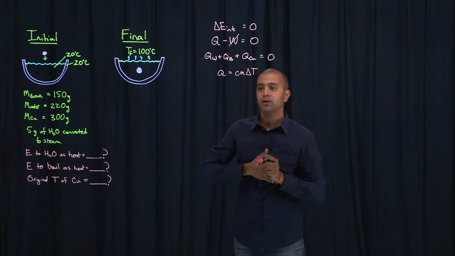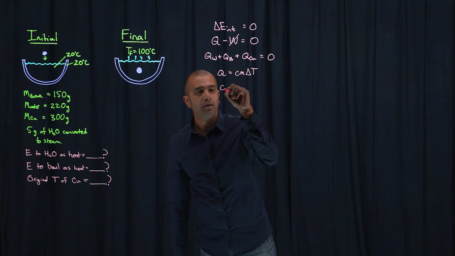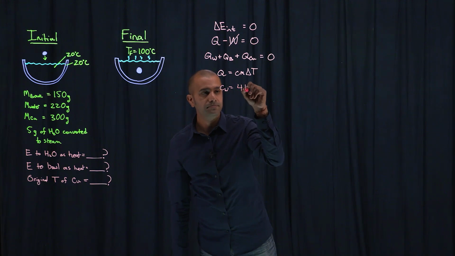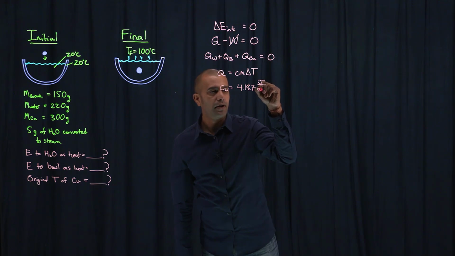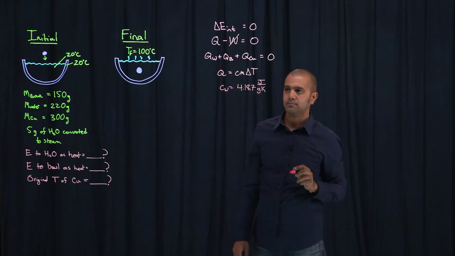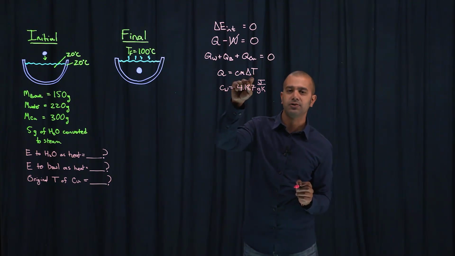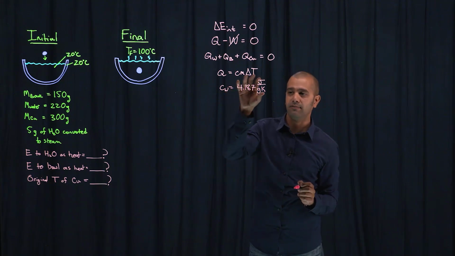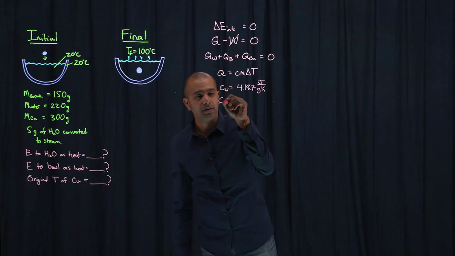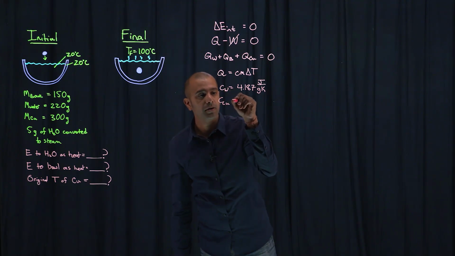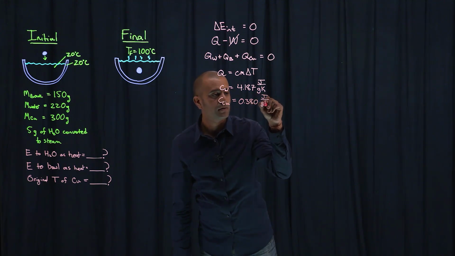As an example, the heat capacity of water is about 4.187 joules per gram per Kelvin. Now what this means is the following. It means that for every gram, for every degree Kelvin you want to raise it, you have to add in 4.187 joules. This is actually a pretty big number. As a comparison, the heat capacity for copper is only 0.380 joules per gram per Kelvin.